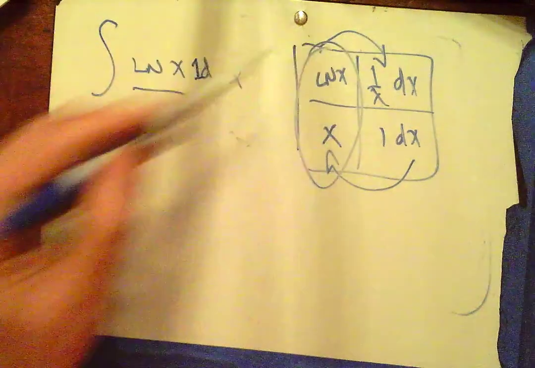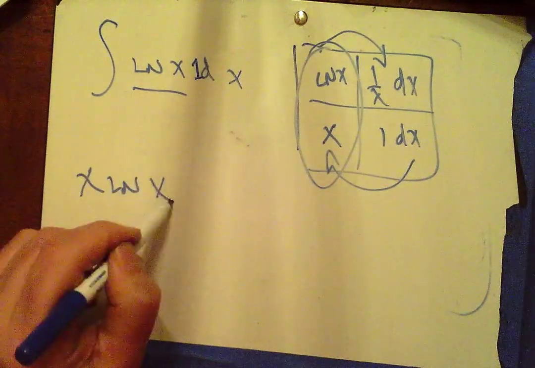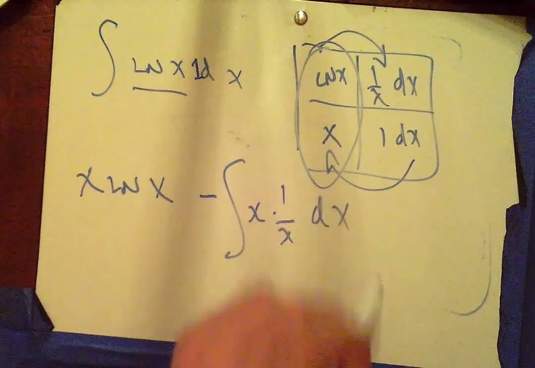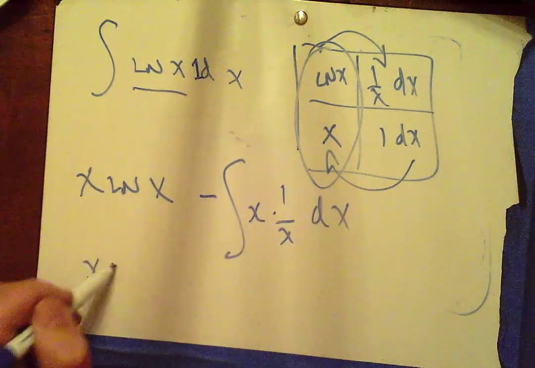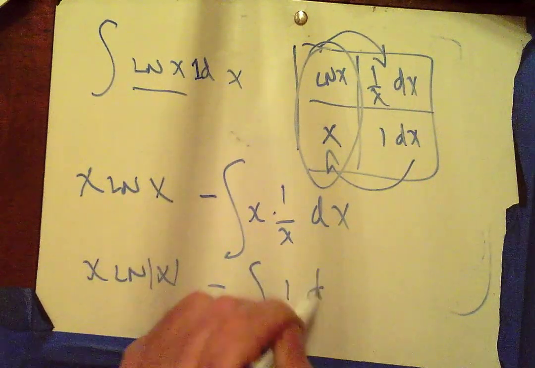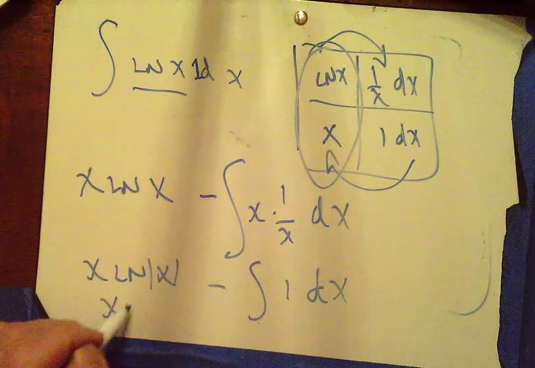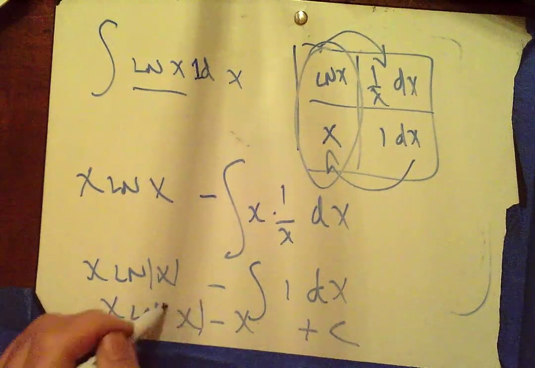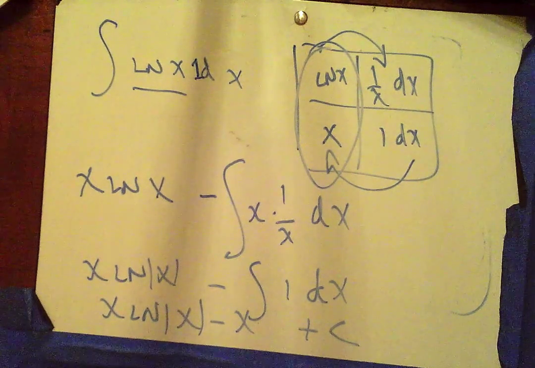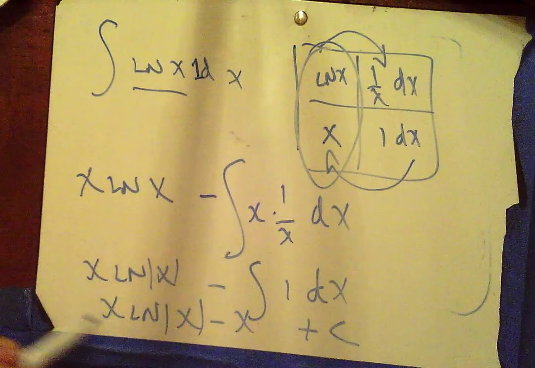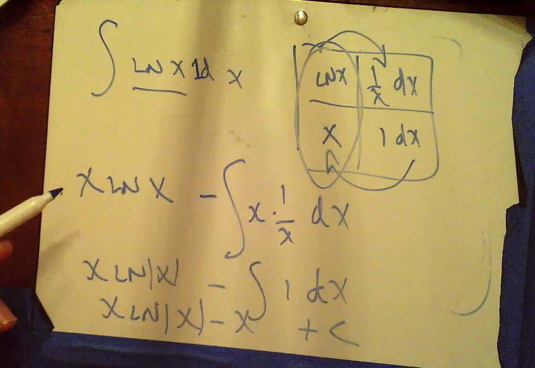Did you do our recipe? x ln of x minus the integral x times 1 over x dx. Well, those cancel, and I've got x ln of x minus the integral of 1 dx. And that's going to be x ln x minus x plus c. Okay, there's our antiderivative of ln of x. No, I don't think you should memorize that. But I do think you should be able to do by parts.